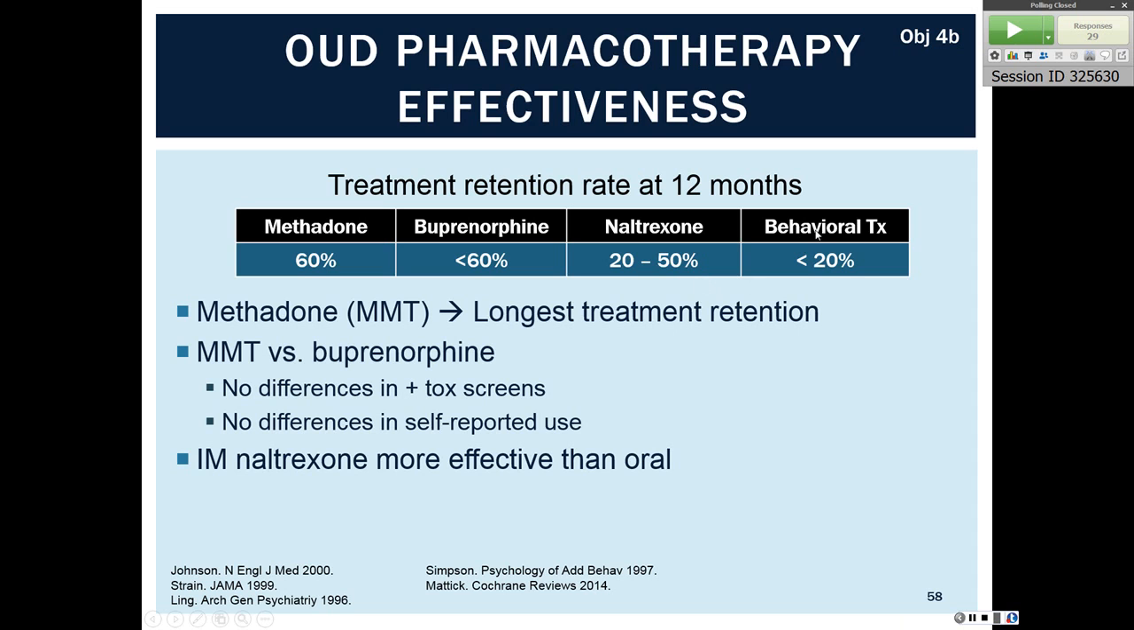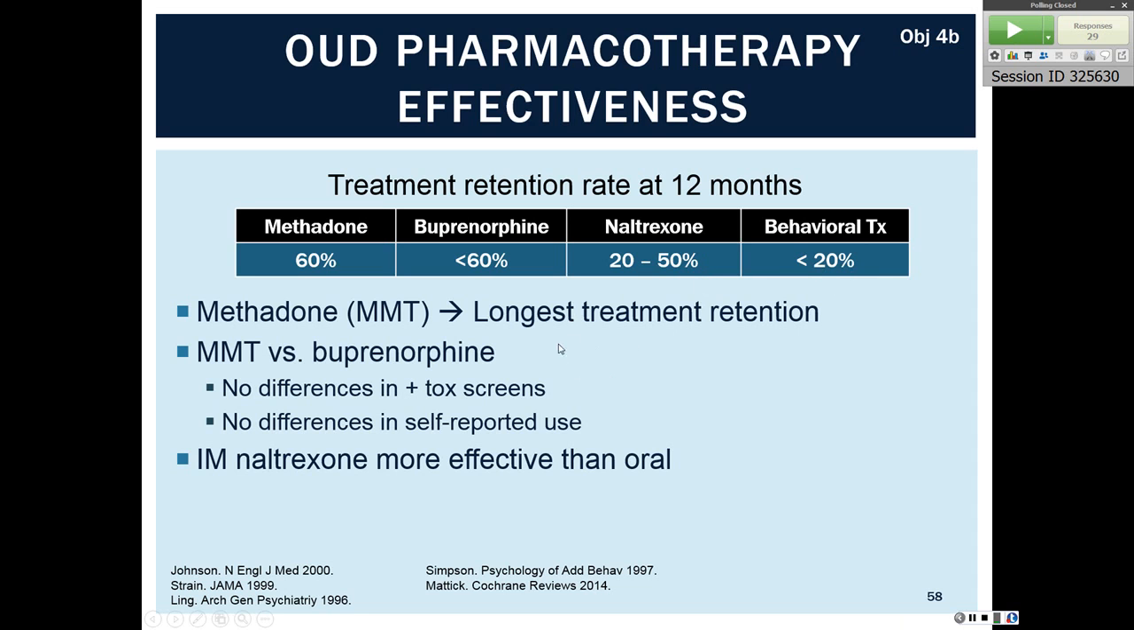If you're on behavioral therapy alone, and this is why we always recommend pharmacotherapy for opioid use disorder, fewer than 20% of people will stay in treatment and be in recovery at the end of 12 months. It's more like 10%.